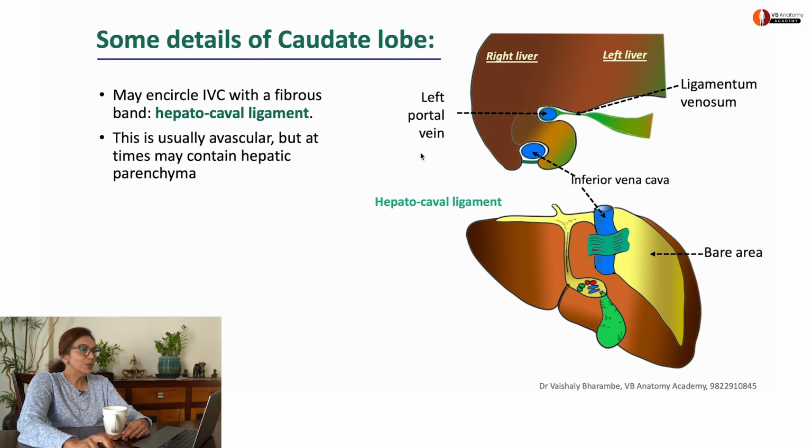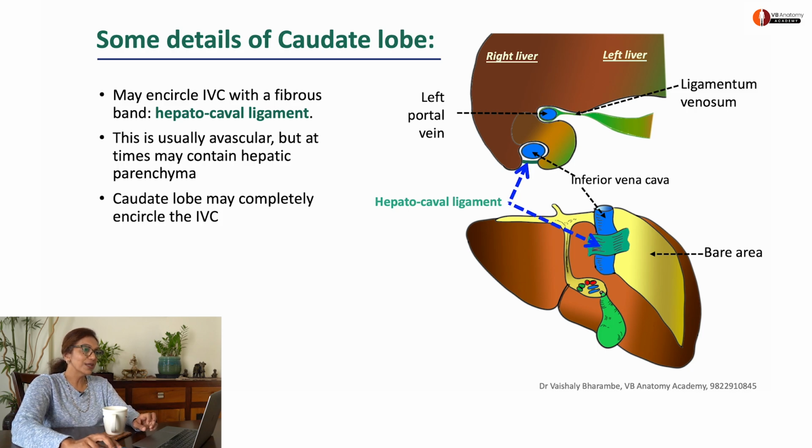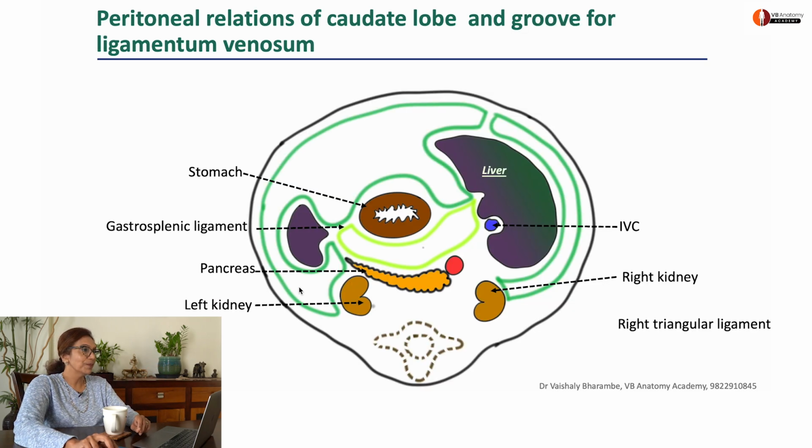Now, the caudate lobe sometimes can enclose the inferior vena cava partly or completely, forming a hepatocaval ligament. If it's only a ligament, then it is a vascular structure. But sometimes hepatic parenchyma encloses the inferior vena cava, forming what is called the pons hepatis. This can be damaged during the procedure and must be looked out for.